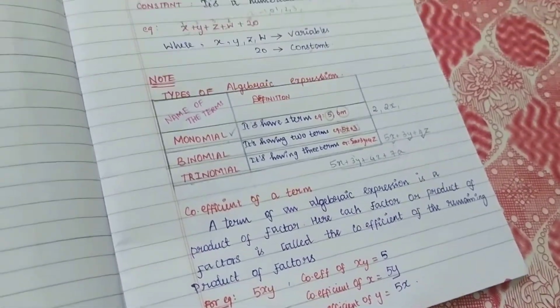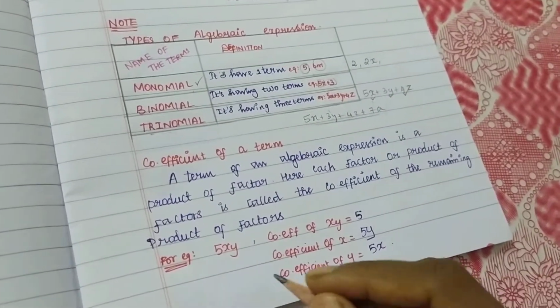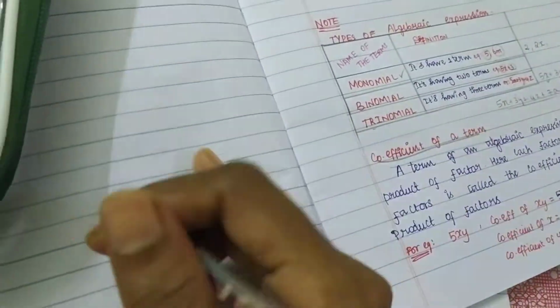We already know about these, I think so. In 7th standard we are going to study the coefficient of a term. The coefficient of the term is something we already learned, right?